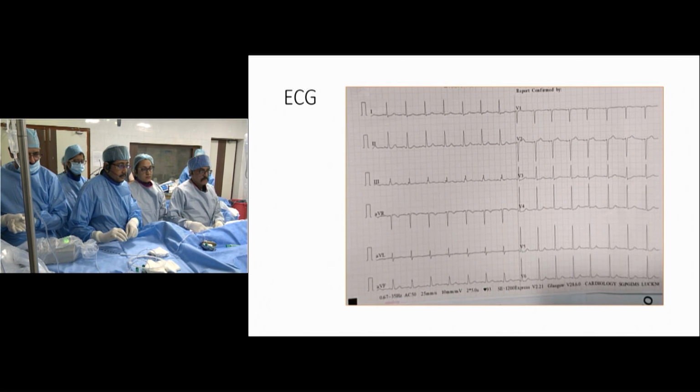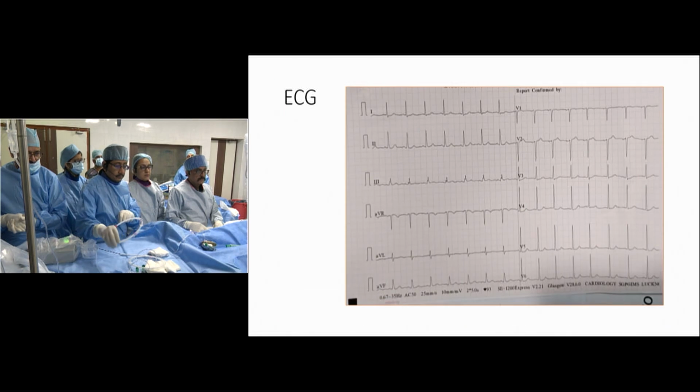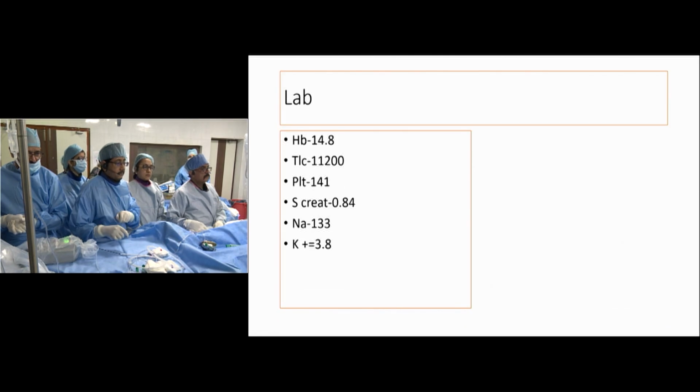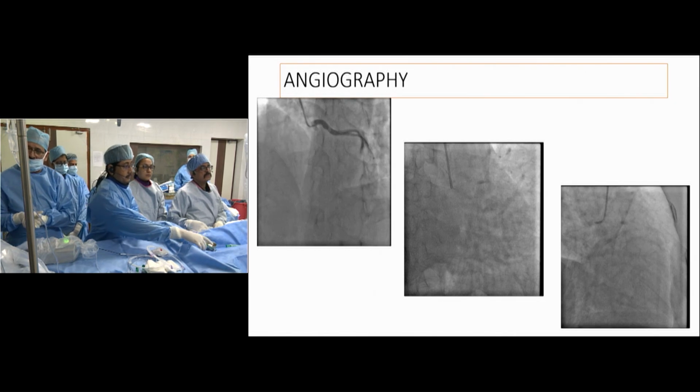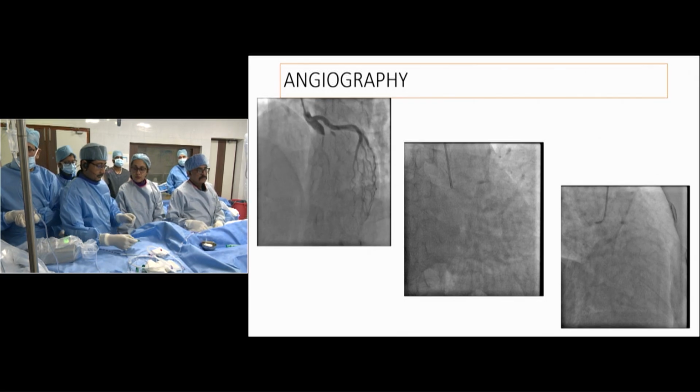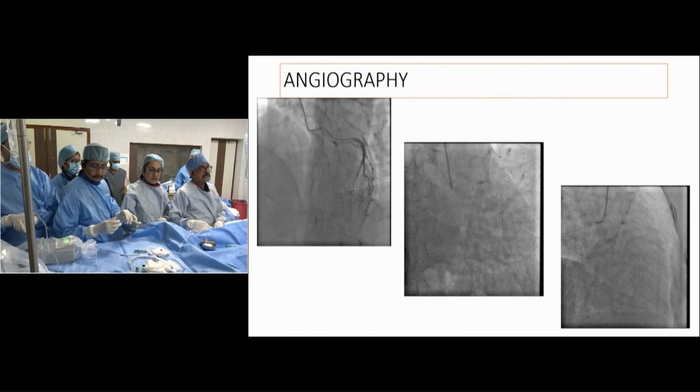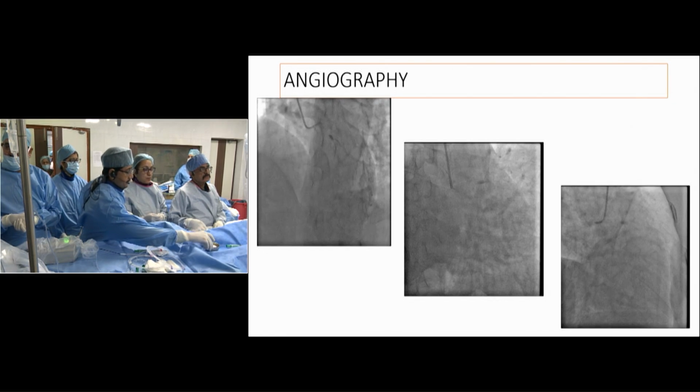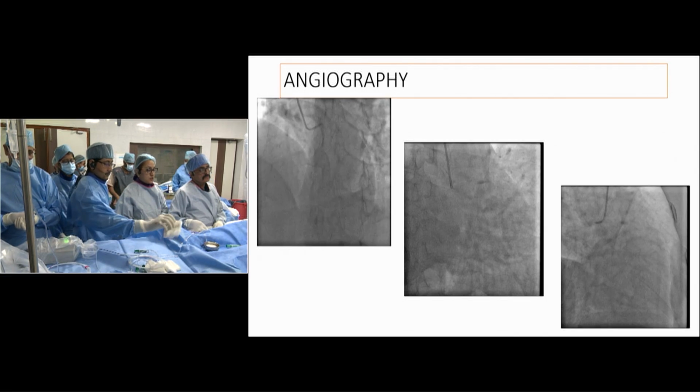Otherwise, it's okay. Echo is normal. There is no regional wall motion abnormality. EF is within normal limits. Lab parameters are okay. Creatinine is fine. We have the angiography. So, Ankit, I think we are dealing with your patient having recent chest pain with acute troponin negative. And this was an angio we did recently.